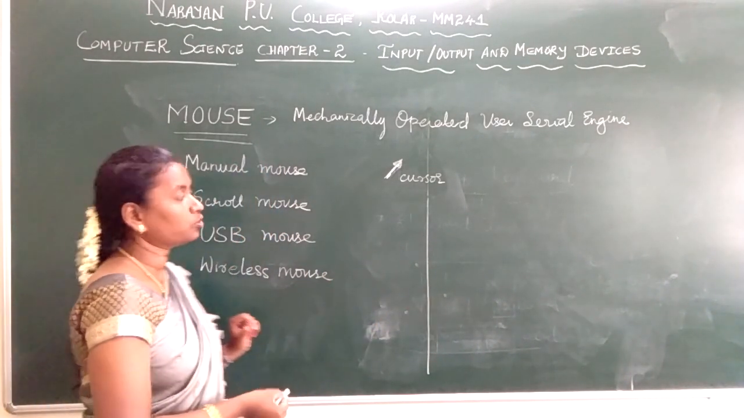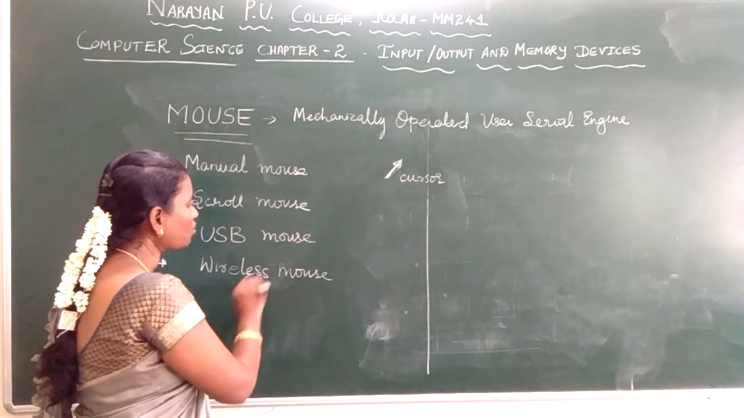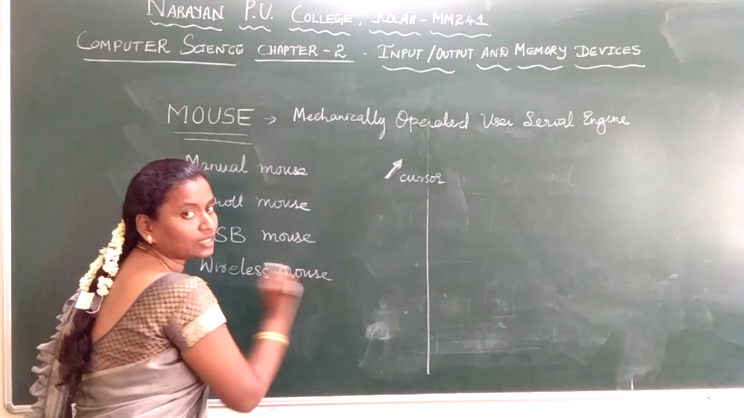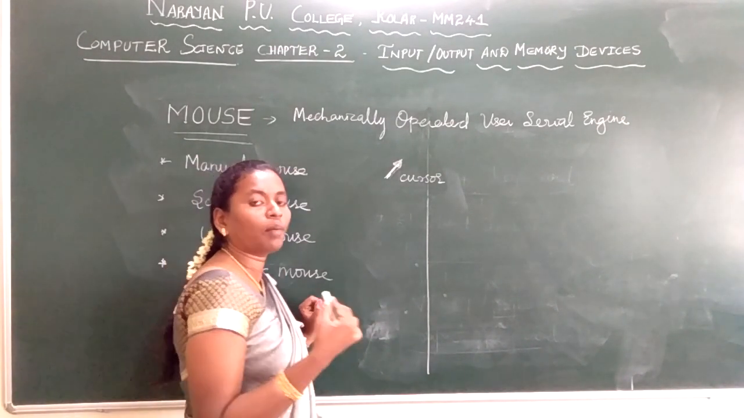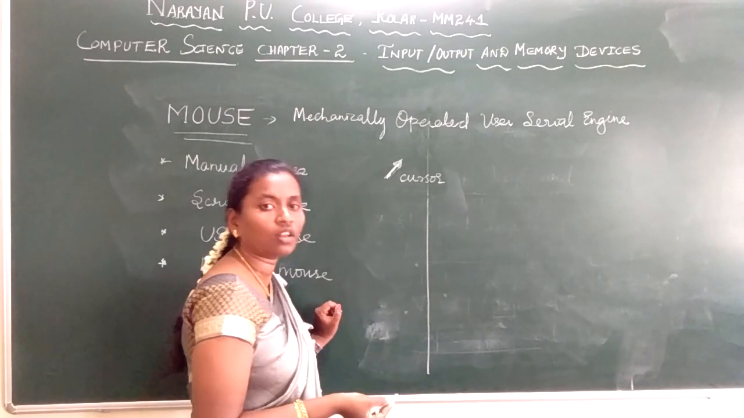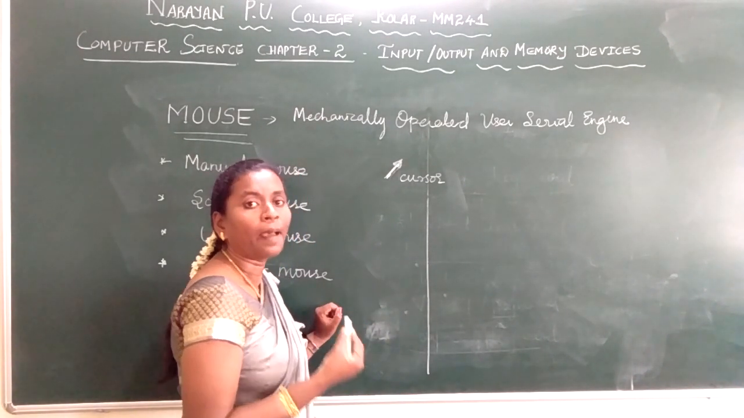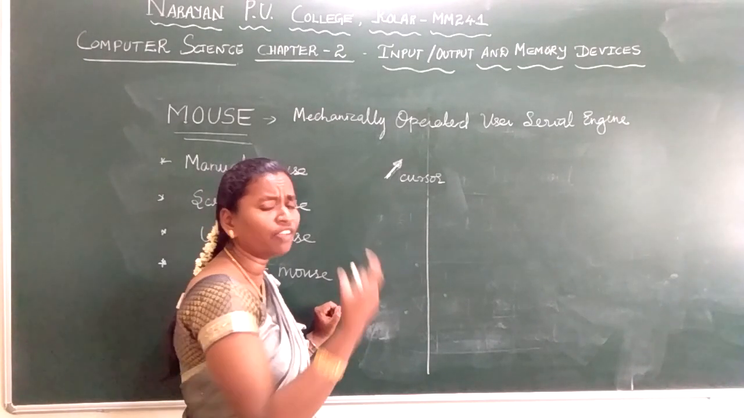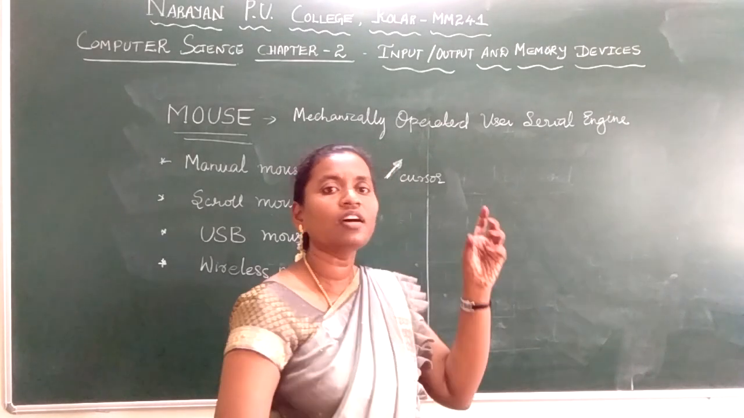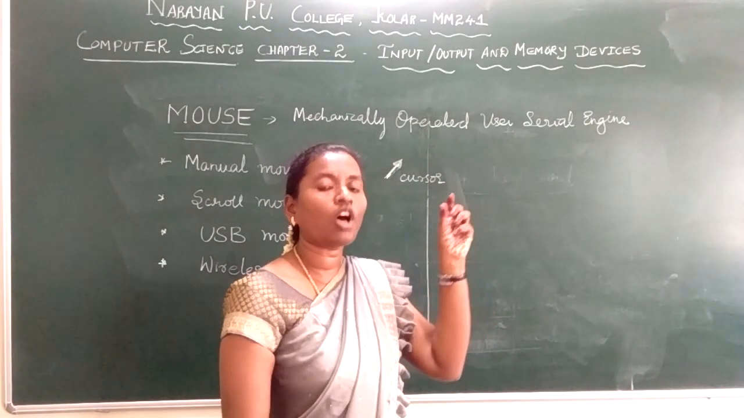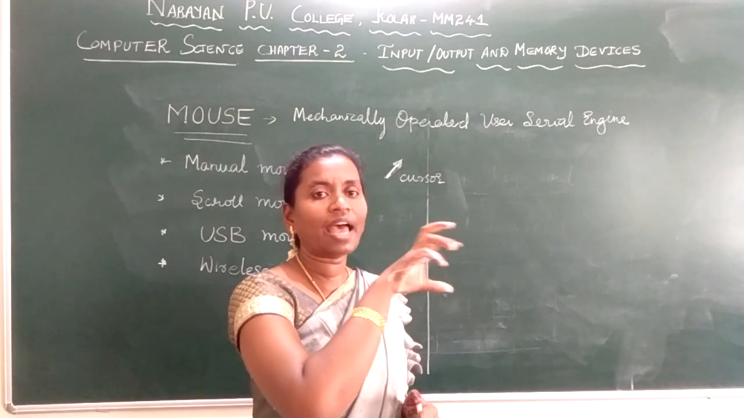There are different types of mouses. One is the manual mouse, scroll mouse, USB mouse and wireless mouse. Manual mouse. Okay. In the years before 2005 or so, they were using this manual mouse. If you see the picture, down in your manual mouse you have a ball, a scrolling ball will be present inside your manual mouse.